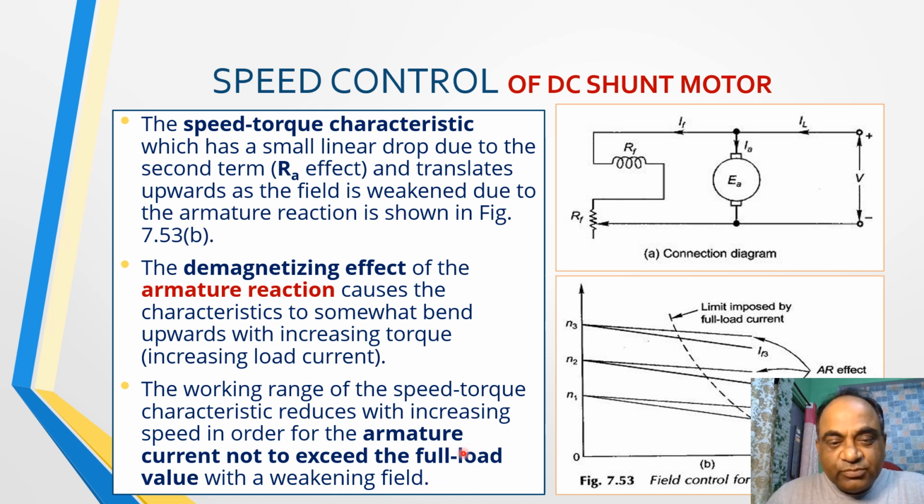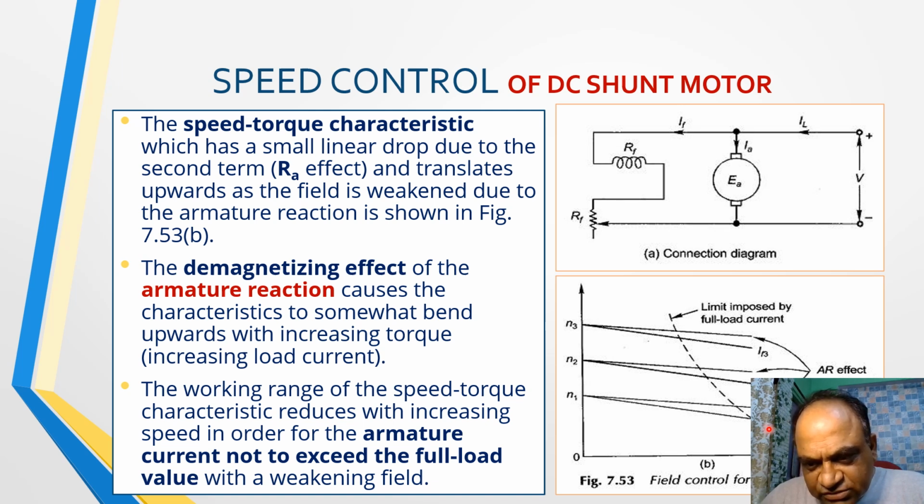So this is very important to safeguard your DC motor, and that must be considered: the load current does not cross the value of the full load current in any case. So here is the characteristic, and armature reaction has been considered. There are three scenarios that have been shown here. IR3 is less than IR2 is less than IR1.